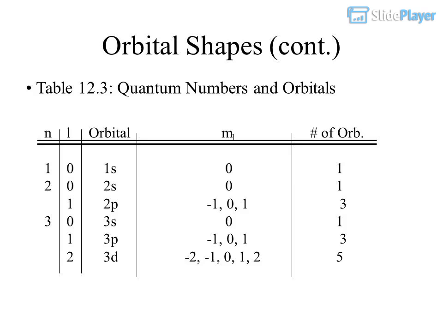Table 12.3, quantum numbers and orbitals. n, l, orbital, m_l, and number of orbitals. 1, 0, 1s, 0, 1. 2, 0, 2s, 0, 1. 2, 1, 2p, −1, 0, 1, 3. 3, 0, 3s, 0, 1. 3, 1, 3p, −1, 0, 1, 3. 3, 2, 3d, −2, −1, 0, 1, 2, 5.